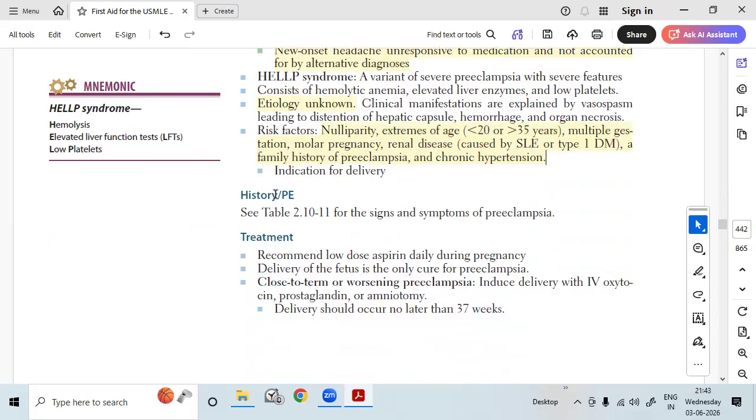Now, treatment. We recommend low dose aspirin daily during the pregnancy if the patient has this. Delivery of the fetus is the only cure for preeclampsia. Close to term or worsening preeclampsia, induce delivery with IV oxytocin, prostaglandin, or amiodarone. Delivery should occur no later than 37 weeks.